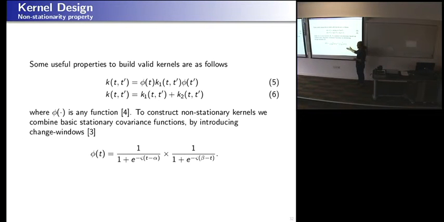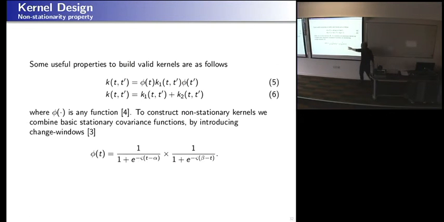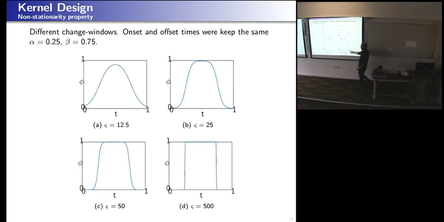To do that, we introduce change windows. A change window corresponds to the multiplication of two sigmoid functions. So the function phi is going to have this specific form. Here we have four examples of a change window where the onset and the offset stay the same, but we change the parameter sigma bar, this parameter that defines how fast the function rises to 1 or falls to 0.